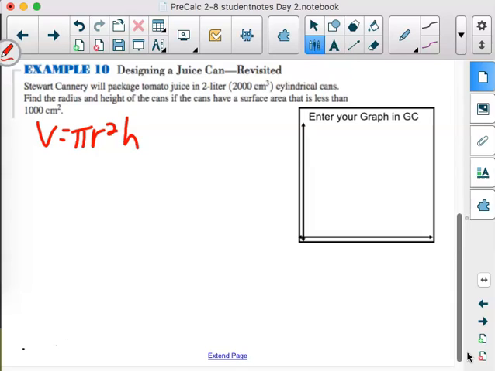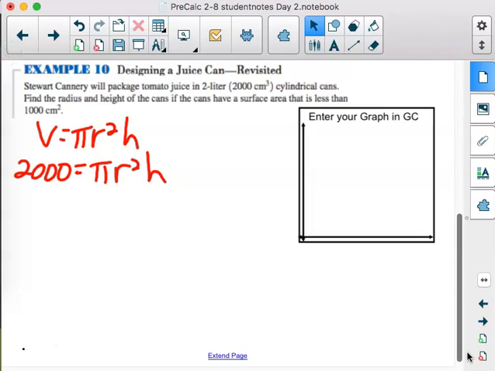Volume of a cylinder is pi r squared h, because the area of your bottom, your circle, would be pi r squared, and then you have to multiply that by the height. It has to be three-dimensional. Well, they said this was 2,000. Well, that's no good. That's two variables. So I better take a look at that surface area formula again.